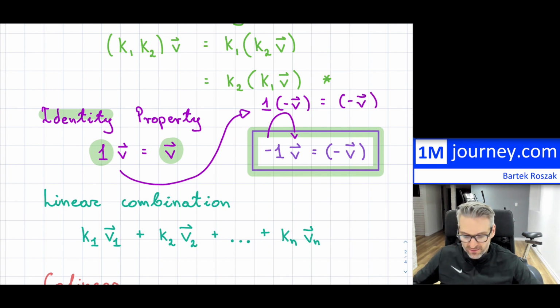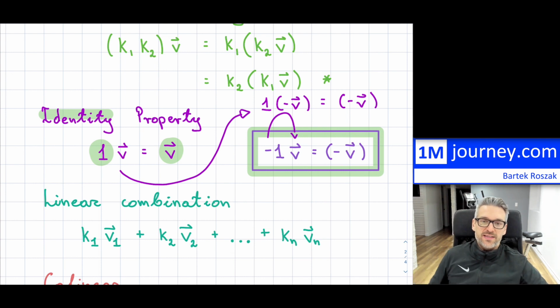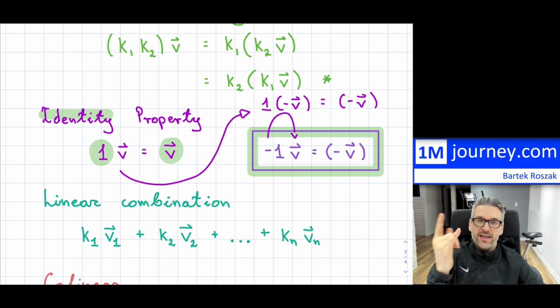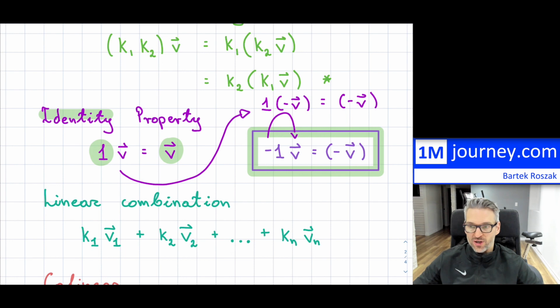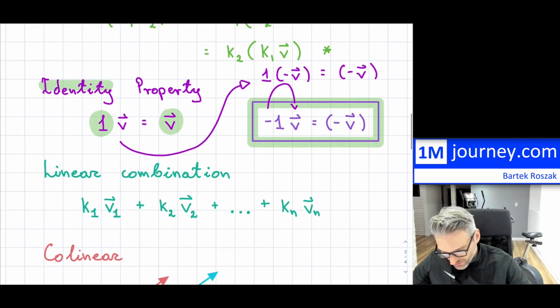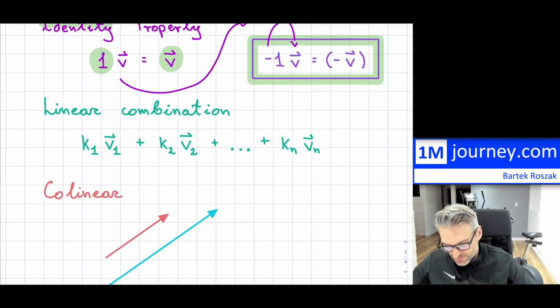So multiplying by -1 doesn't change your vector's magnitude, it changes your vector's actual orientation. It flips it back by 180 degrees. So instead of going in one direction, it's going to flip over into its opposite vector. That's all. And finally, within here, there are a couple of items.